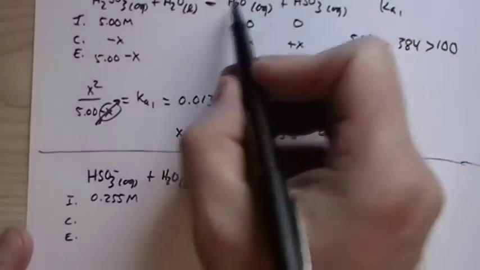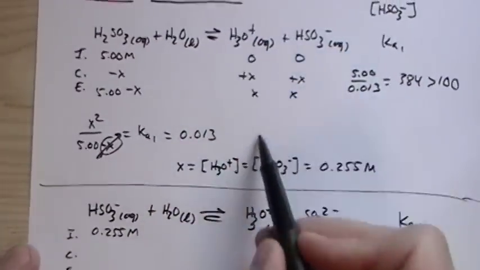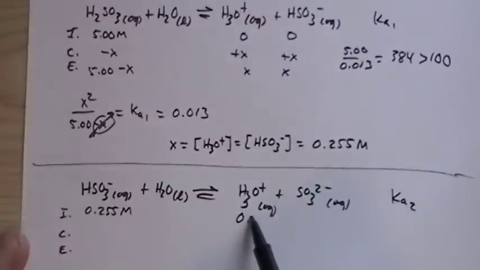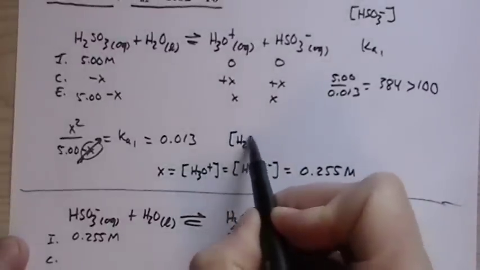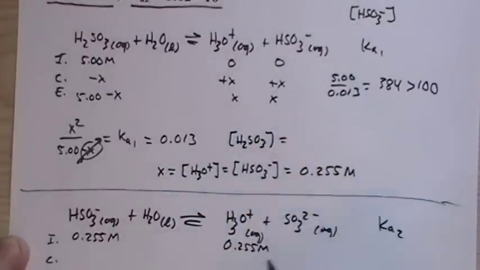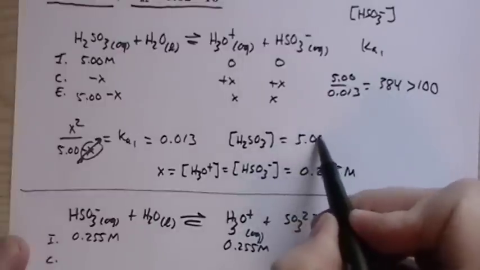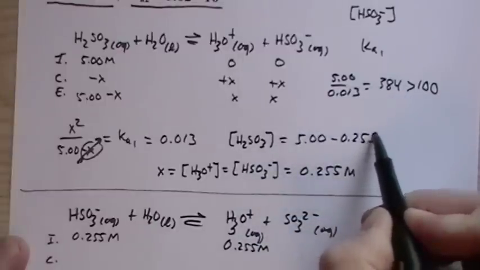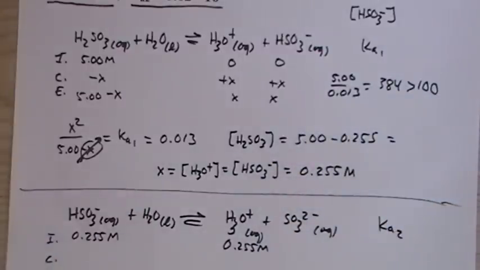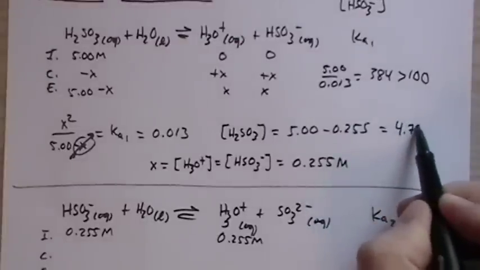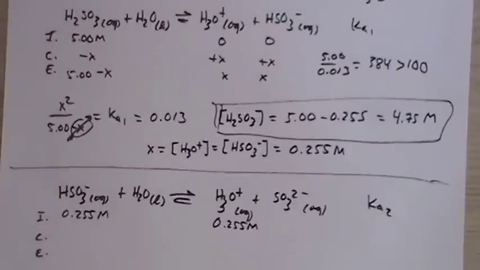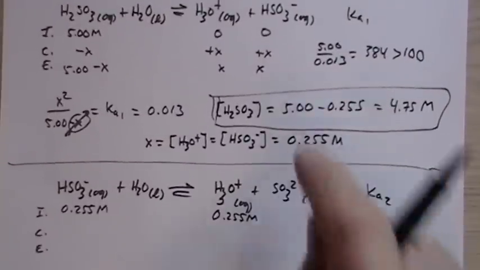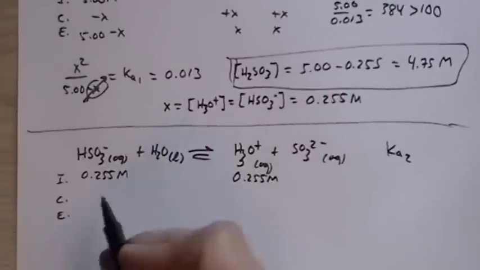Now here's the difference. H3O+ has already been created over here. So we have to put that in. That's in solution, so it has to go into our equation. We can't ignore it. I should say one more thing here, that the concentration of H2SO3 at equilibrium is going to be 5 minus 0.255 molar, and so that's going to be 4.75 molar. So this one is definitely done. We're done with that acid, and it's asking for all concentrations, so that's the first one that we're done with.